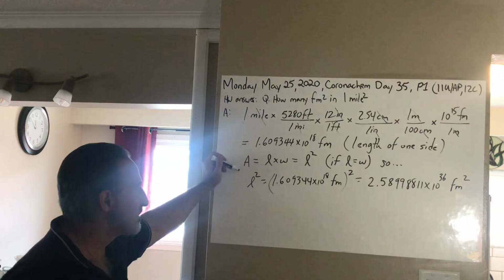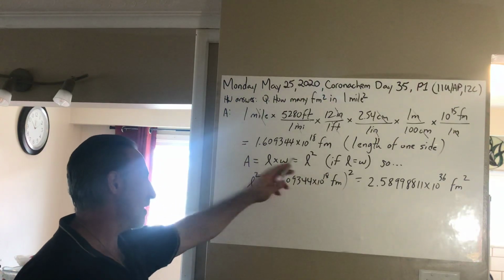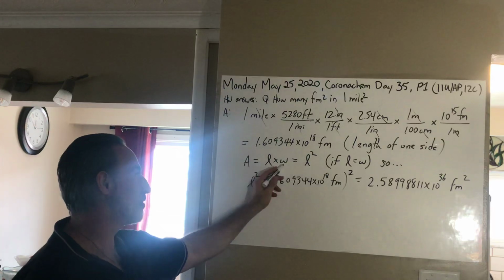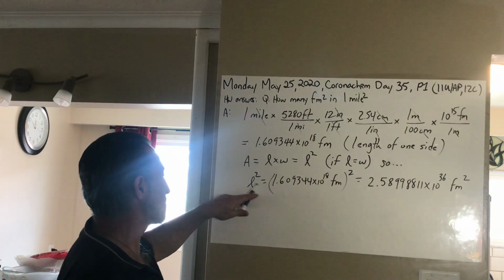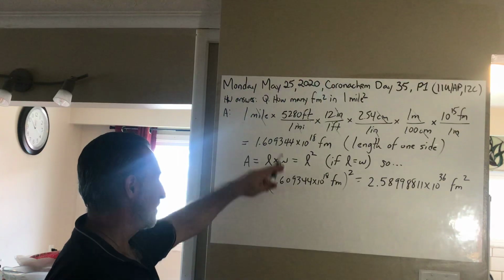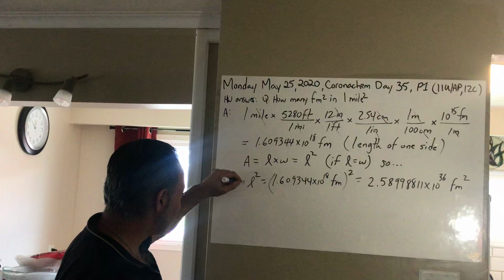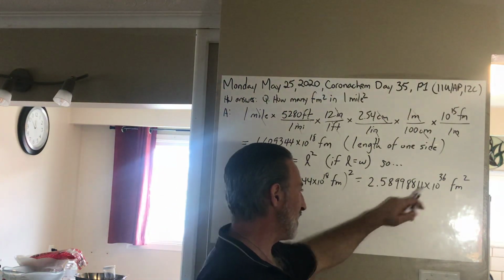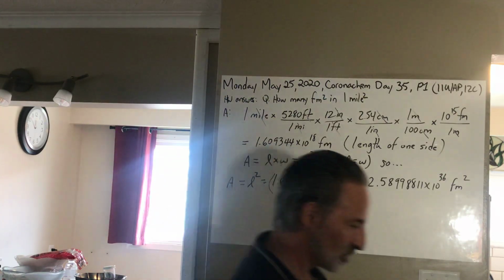So one side, the length of one side times the width, if it's a square, is the same as the length squared, because both sides are the same length, so length equals width in this case, because it's a square. So we can say L squared is equal to this number that we just figured out, and that's going to equal the area. So the area turns out to be 2.58 times 10 to the 36 femtometers squared.